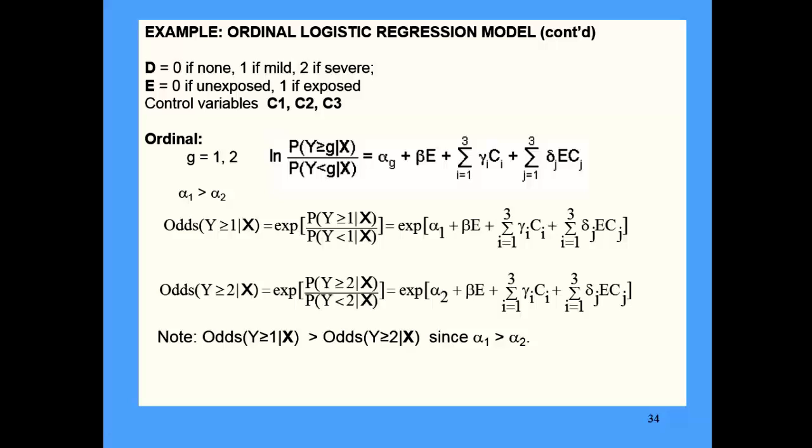But what about the odds? If I'm comparing for the same person, two different odds, same person, person X, there's no X star here. Looking at person X, and I'm comparing the odds for y greater than 1 versus the odds for y greater than 2. Are they the same? Why aren't they the same? Because this has got alpha 1 and this has got alpha 2. Which one is larger? This one, because alpha 1 is greater than alpha 2. We already went through that.